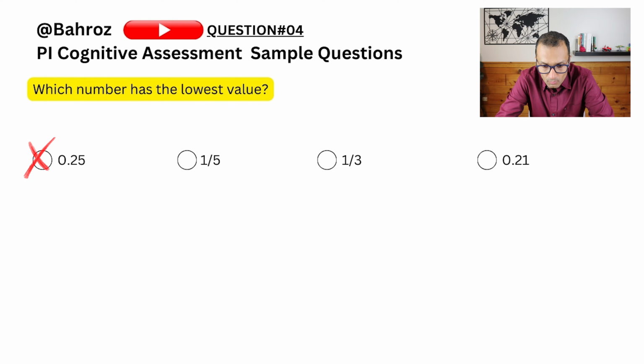B is lower. 1 by 3 is 0.33, so B is still lower, and then we have 0.21, so B is the answer. Which number has the lowest value?